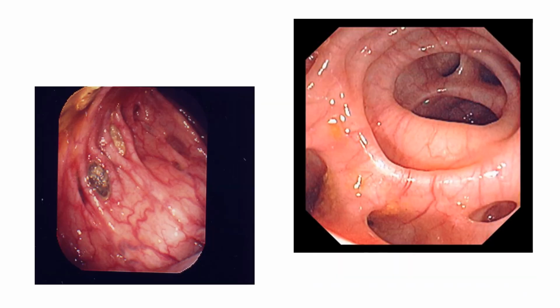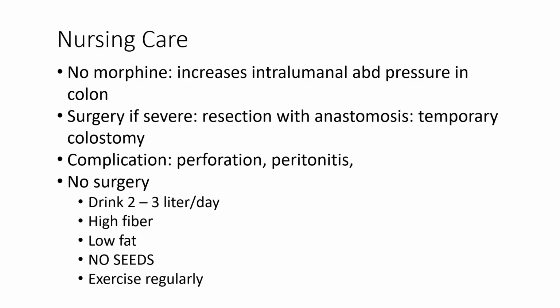Just another area of diverticula in the intestinal tract. Nursing care includes, don't give morphine. It increases the intraluminal abdominal pressure in the colon. Surgery, if severe, sometimes you have to resect. And an anastomosis is where once they resect, they reconnect both ends of the intestinal tract. Temporary, sometimes they have to go to a colostomy. Complications can include perforation and peritonitis.